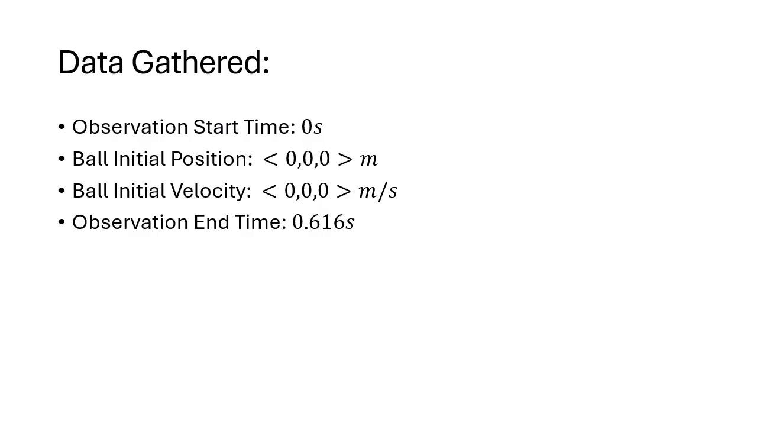Using the tracker software, we were able to gather that our observed time is 0 seconds, that our end time is 0.616 seconds, and we were able to set our axis to have our initial position be 0, and our initial velocity was 0 since we dropped from rest.